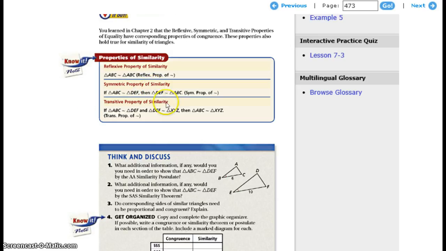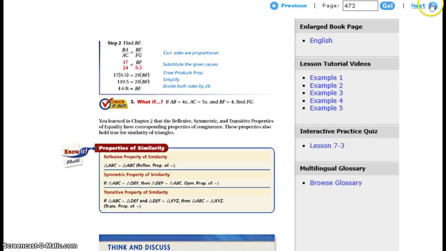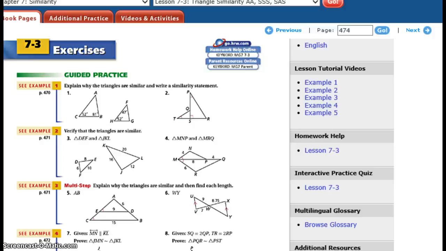And the transitive property of similarity. It's just like the transitive property of pretty much everything else. If ABC is similar to DEF, and DEF is similar to XYZ, then ABC is similar to XYZ. So it's just the transitive property as applied to similar triangles. Alright, now that we have the basics down, let's try some practice problems.